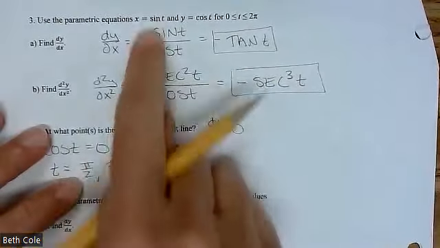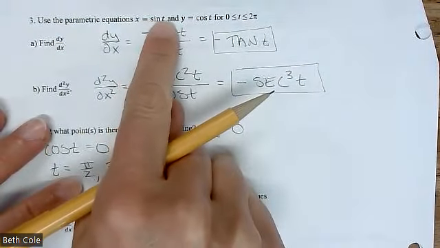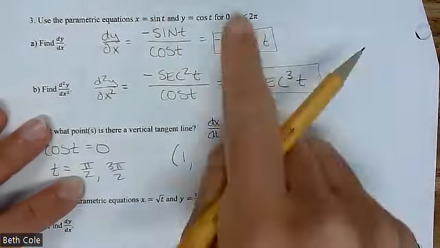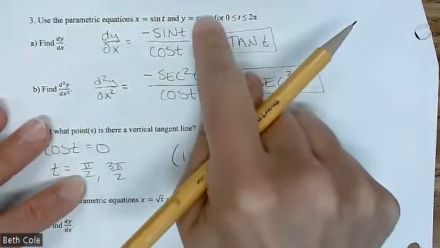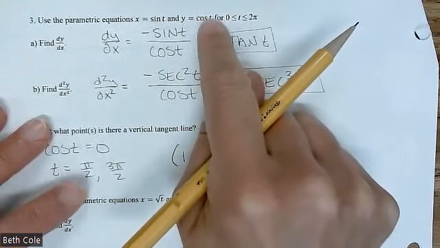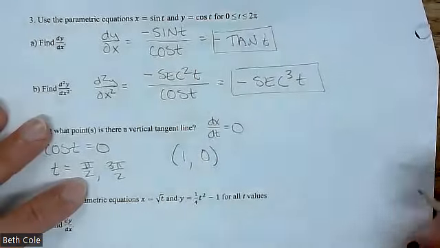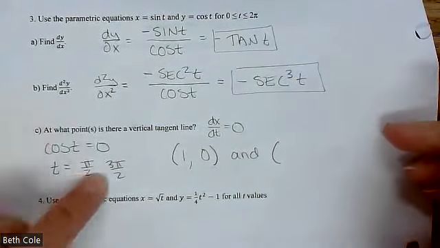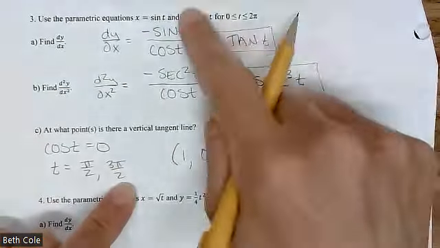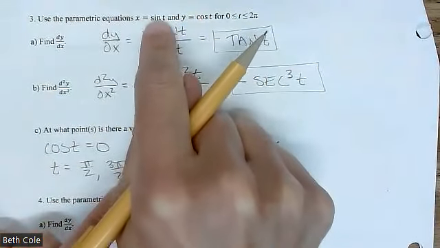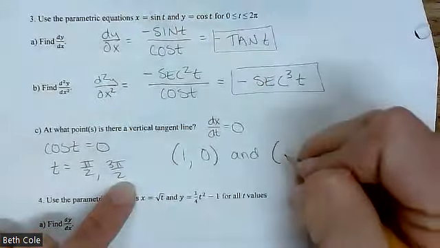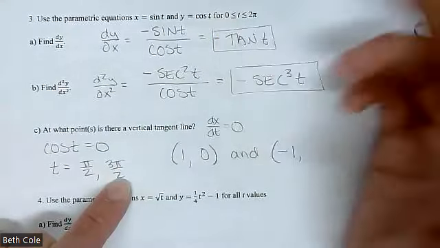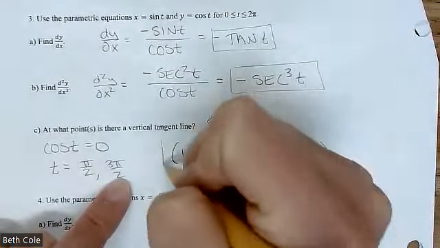So first let's do pi over 2. Plug in for x. Sine of pi over 2. Good. Comma. And then plug pi over 2 into the y equation. Cosine of pi over 2 is 0. So 1, 0. And there's going to be another point. We're going to plug in 3 pi over 2. So plug in to the x equation. Sine of 3 pi over 2. Negative 1. And then for y, cosine of 3 pi over 2 is 0.